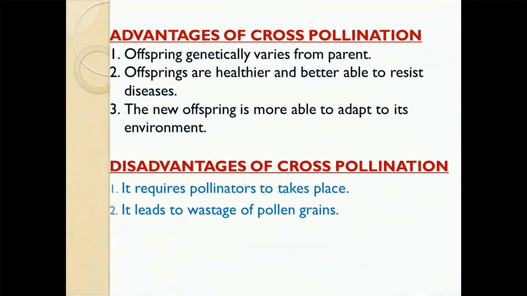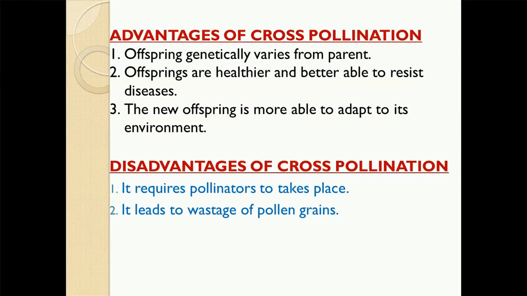So we are going to be looking at advantages and disadvantages of cross-pollination. One advantage of cross-pollination is that offspring genetically vary from parents. Yes, we have two different plants, so we are going to have the genes of the first plant and second plant mixing together. Definitely the offspring is going to be different from both of them, unlike in self-pollination. Number two, the offspring are healthier and they are better able to resist diseases. Number three is that the new offspring is more able to adapt to its environment.